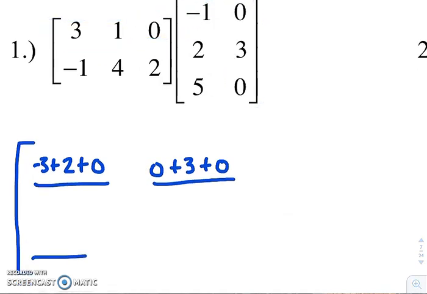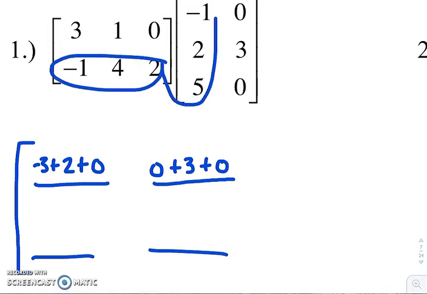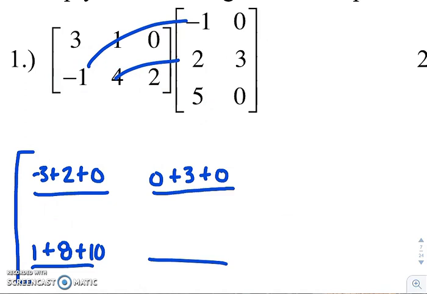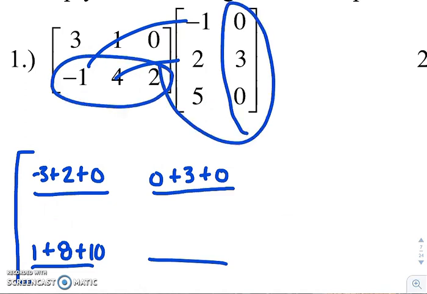And then the second 2 spots will be your second row times each column. So -1 times -1 is 1. 4 times 2 is 8. 2 times 5 is 10. And then this row times the second column. So -1 times 0. 4 times 3. 2 times 0 is 0.